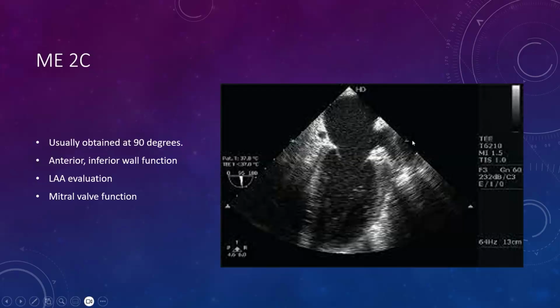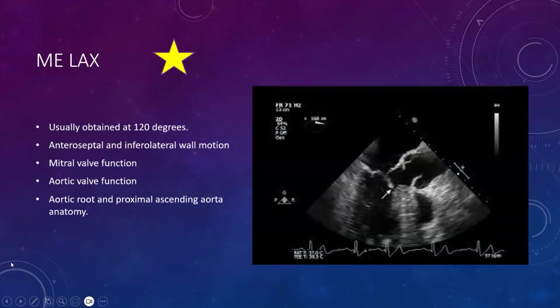So you do get some idea of mitral valve function. But like I said, knowing the anterior and inferior wall function is very important. You get to see the left atrial appendage the best right here. Also, this patient has a very obvious coronary sinus. Not that you would ever need to be looking at the coronary sinus, but it's pretty there, so I'd just point it out.